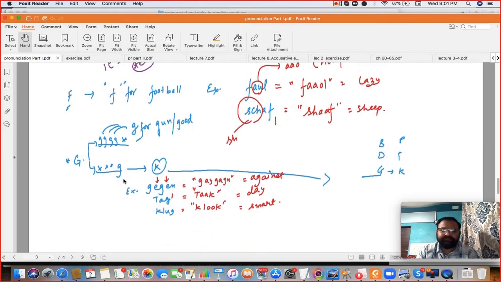Next is G. G in the end is ka. Beginning or middle is ga for gun. So speak the example. And what about end? End is ka. BDG PTK. End is ka. Correct.